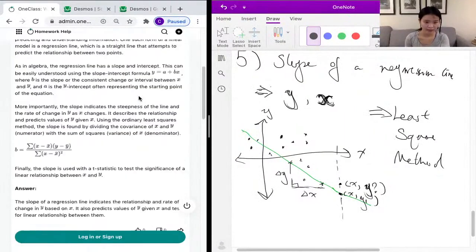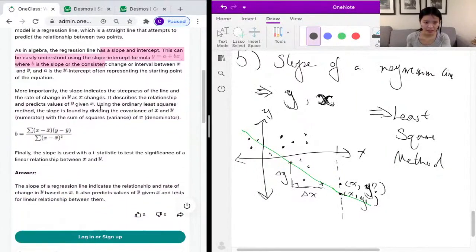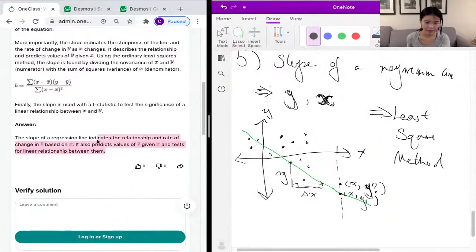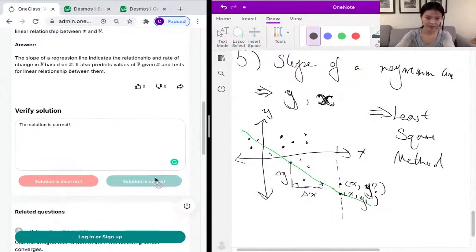Cool. Let's look at the sample solution. Yes, they had the same answer as what we explained here. And they also gave some more background information. Again, this is what we said: the relationship between the change in y based on x also predicts the value of y given the x and tests for a linear relationship. Okay, let's say the solution is correct. Cool. Let's move on to the next problem.